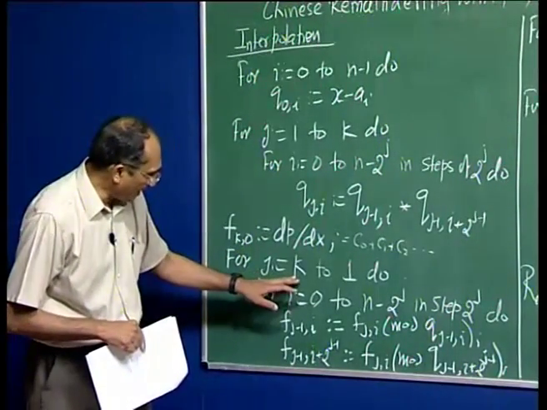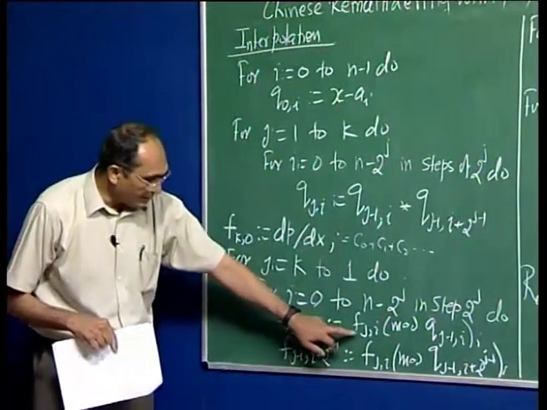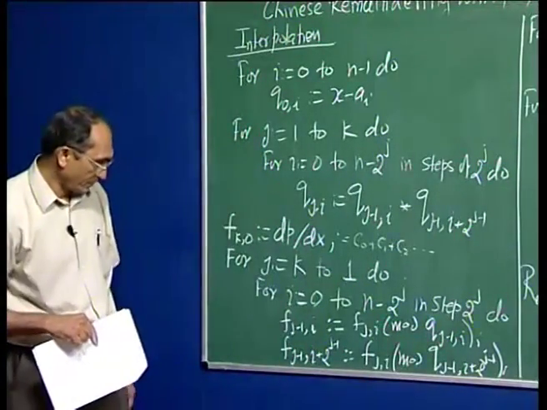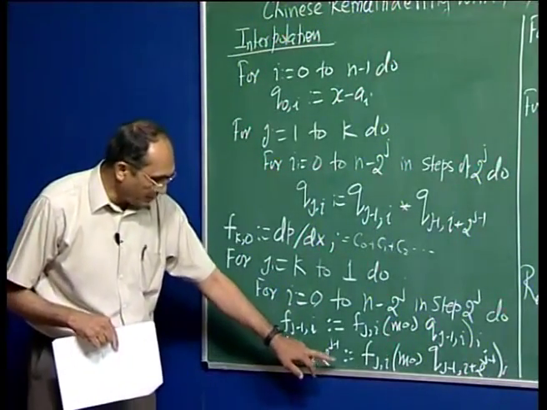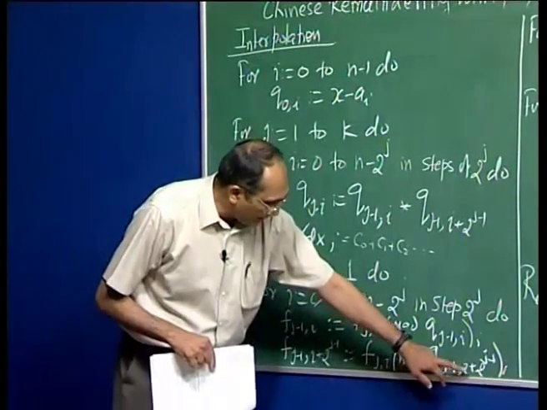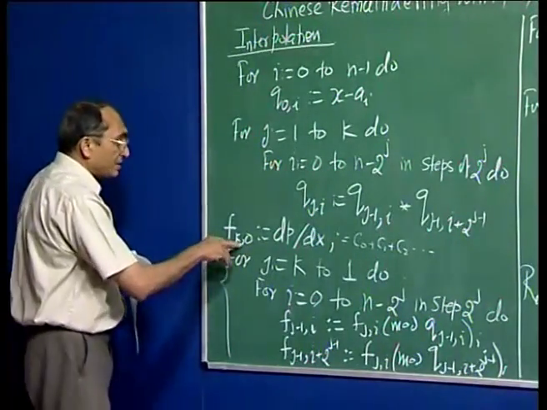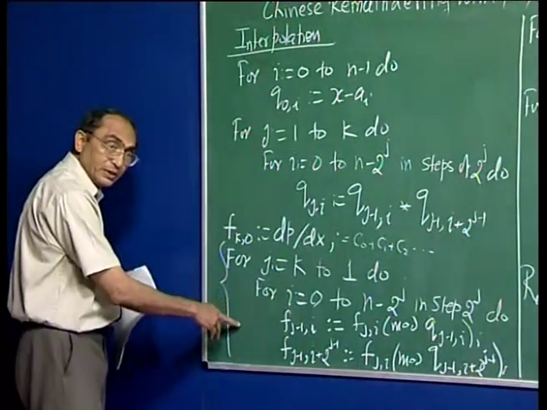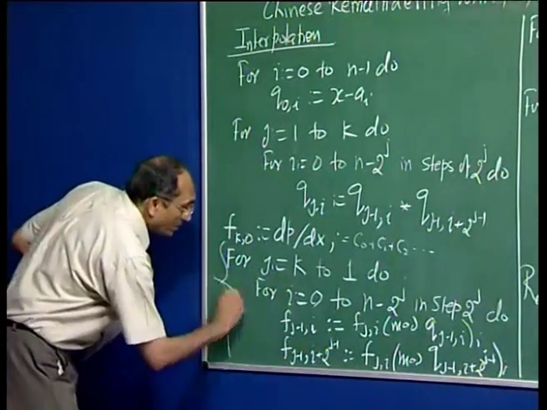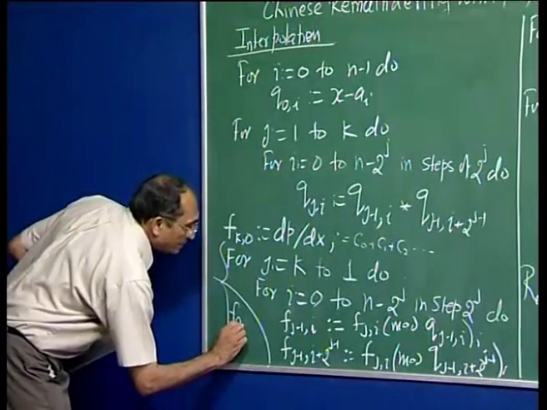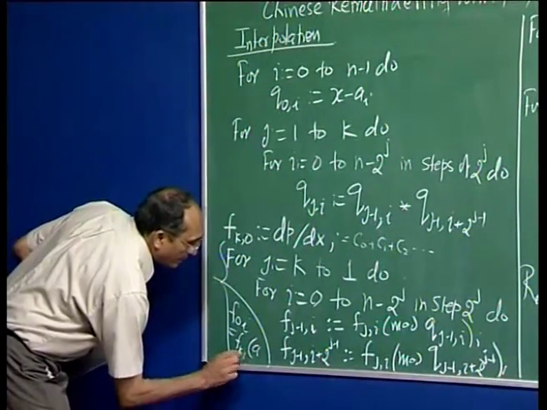So, now I am computing the evaluation problem. This is where I start at j equal to k and end at 1. Fj minus 1 comma i is Fji modulo Qj minus 1 comma i, and Fj minus 1 comma i plus 2 power j minus 1 is Fji modulo Qj minus 1 comma i plus 2 power j minus 1. But this is nothing but computing Fk0 at points A0, A1, A2, A3, and those will be nothing but F0i's. So, note that F0i is nothing but Fk0 at Ai.